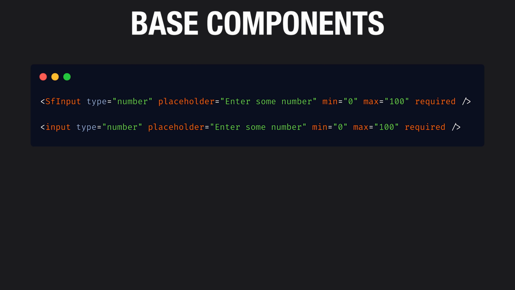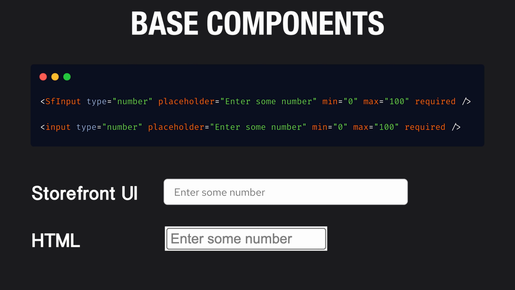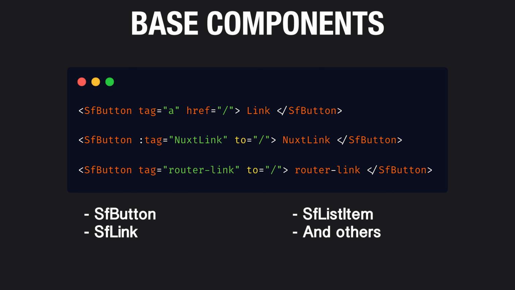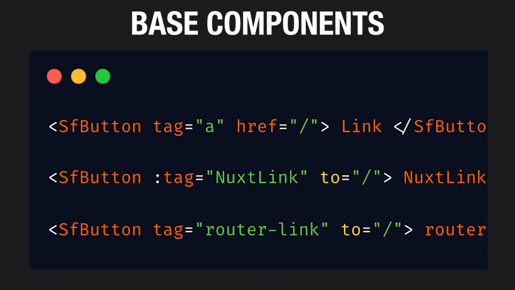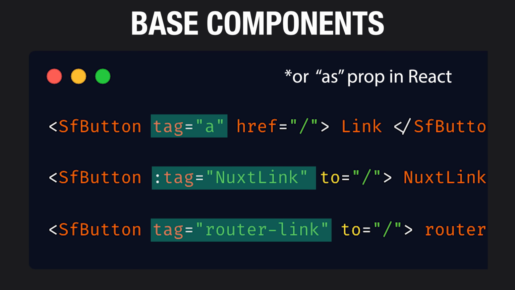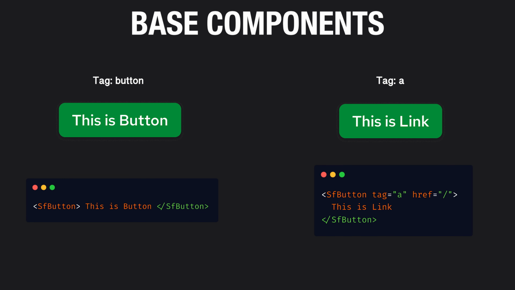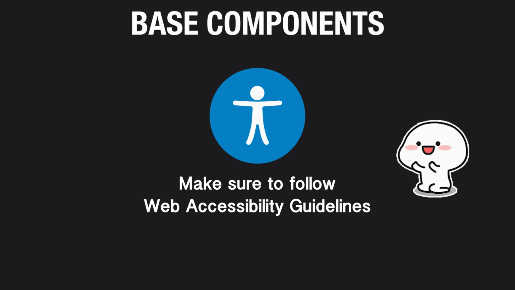All HTML attributes can be passed to base components in the same way you would do it with native elements. This is mostly useful for non-div elements. Some components like SF button, SF link, SF list item, and many others were created so that you can change the HTML tag to your preferences using the tag prop. Do you want your SF button to look like a button but be used as a link? You can simply do that by passing a tag prop to it. Use it with caution and follow accessibility guidelines.